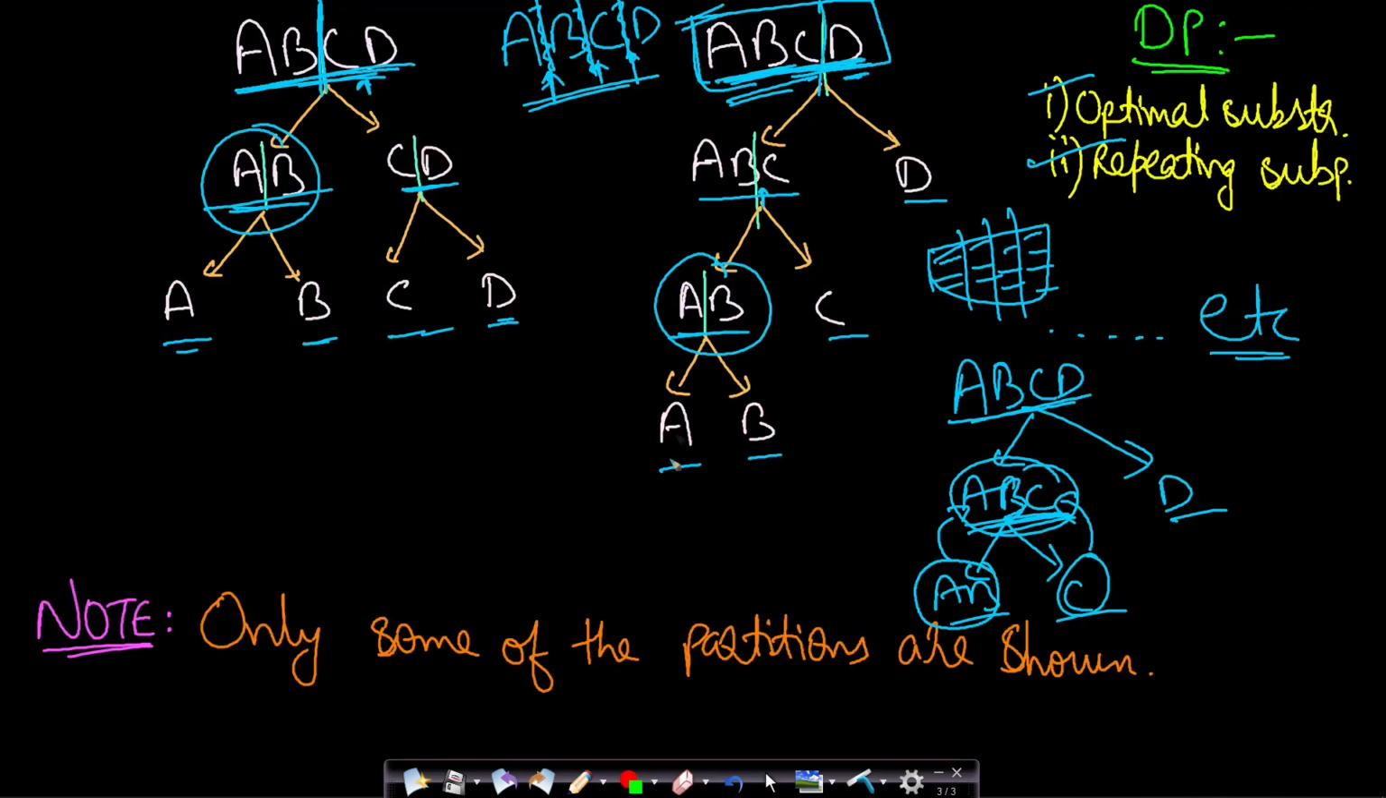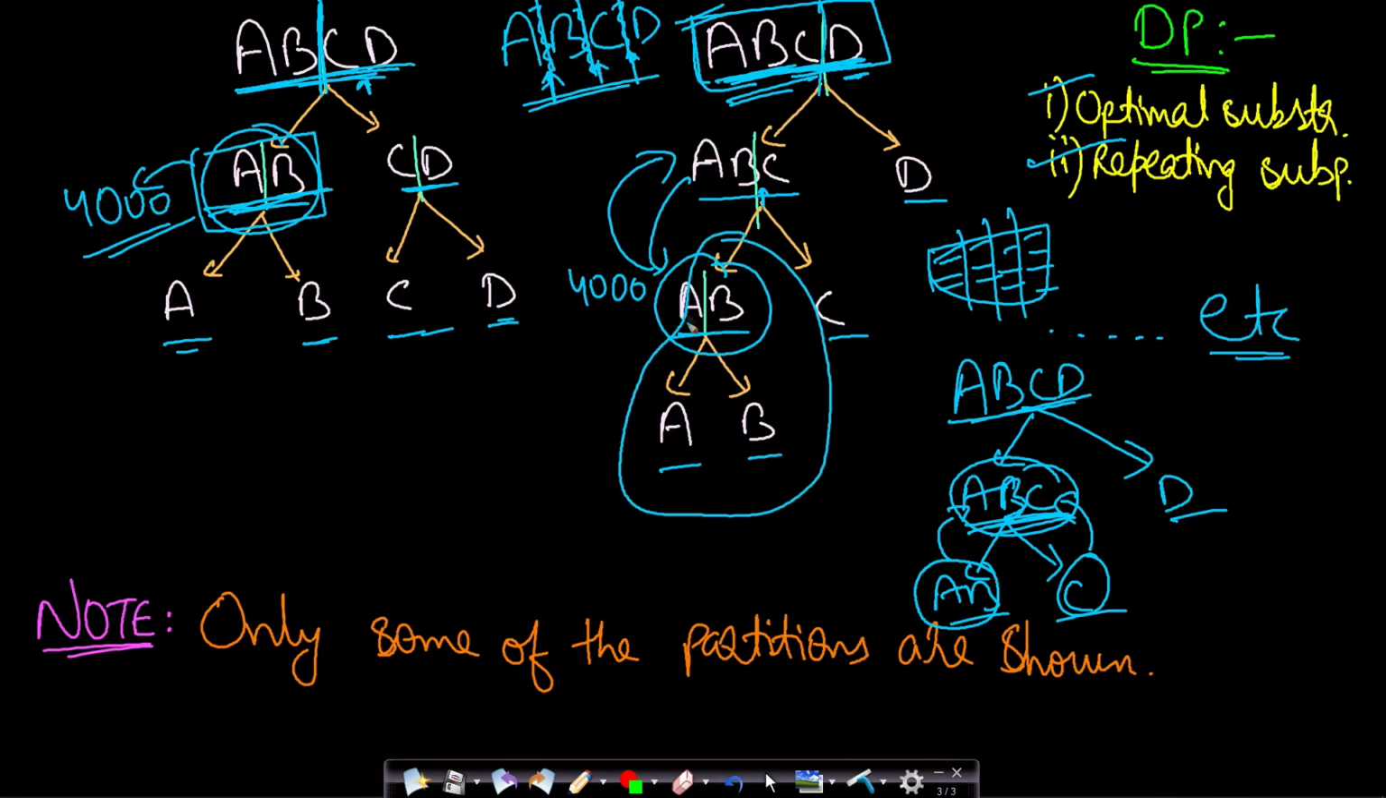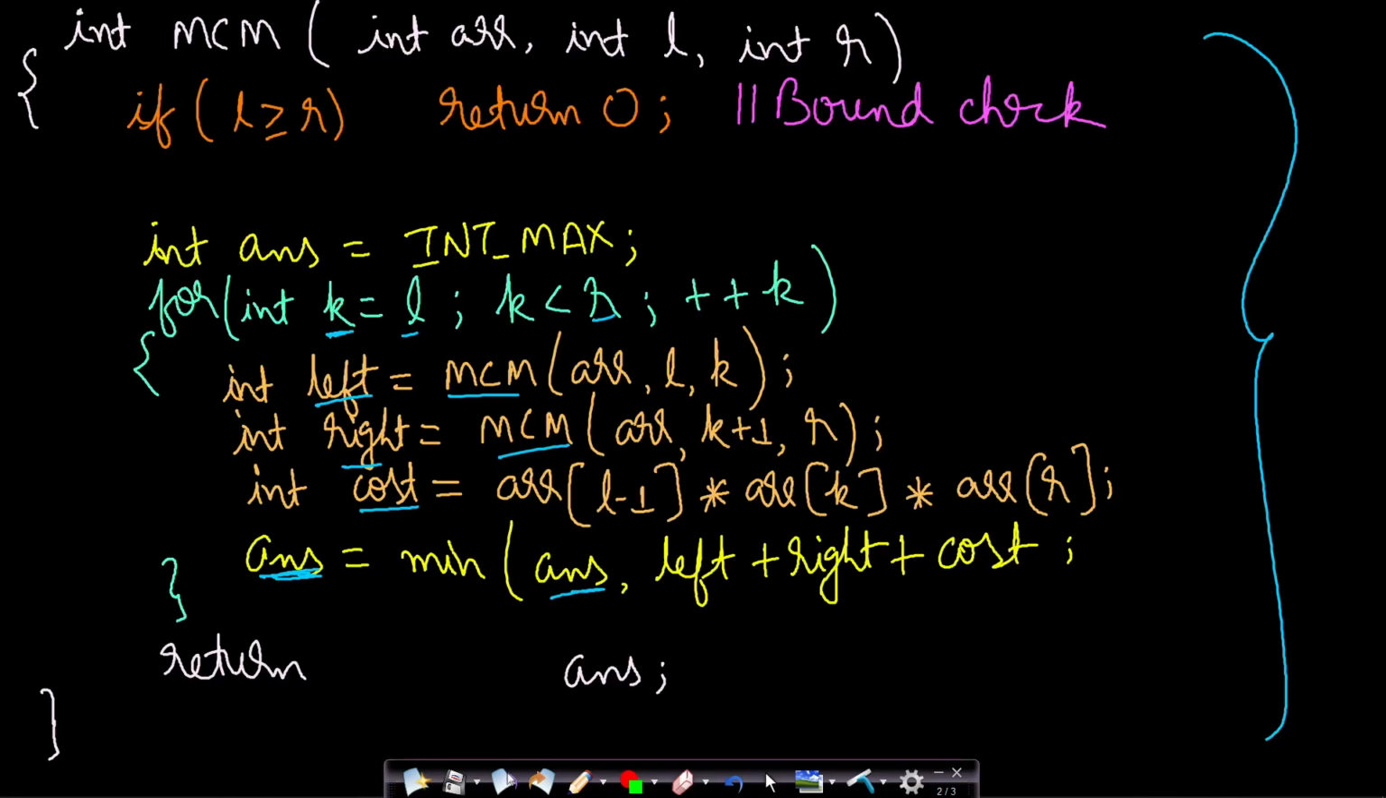If you can see, if we can store the result of this subproblem somehow, let's say the result is 4000. Okay, if we can store this 4000, then whenever we hit this subproblem, we can simply return 4000 without doing any calculation and without traversing this subtree. Okay, so this will be saving us a lot of time. That is why what we can do is we can take a memoization array.